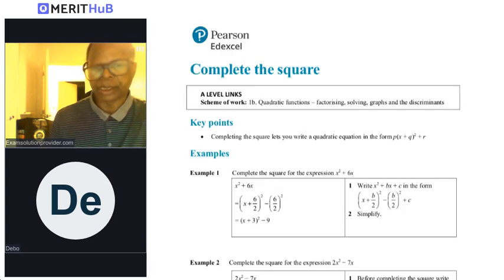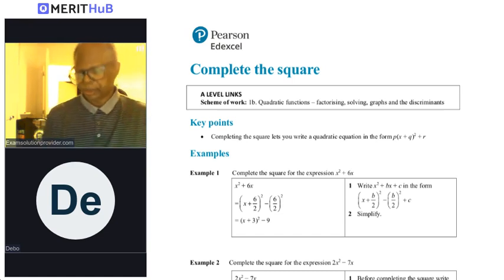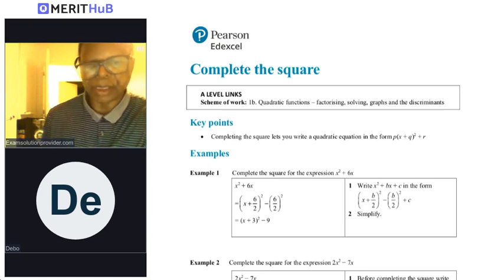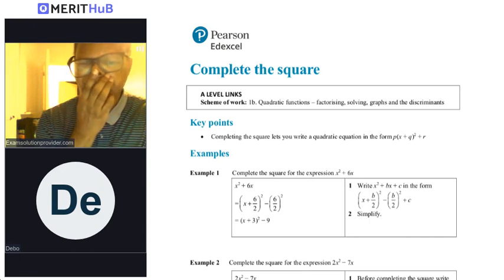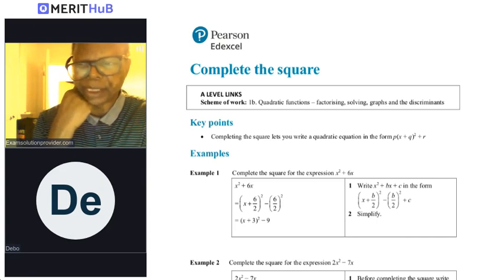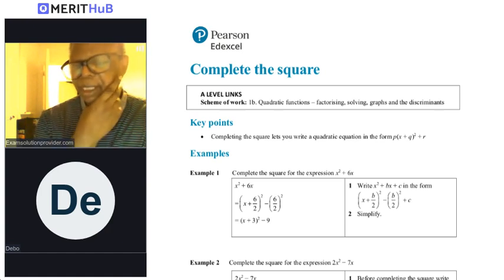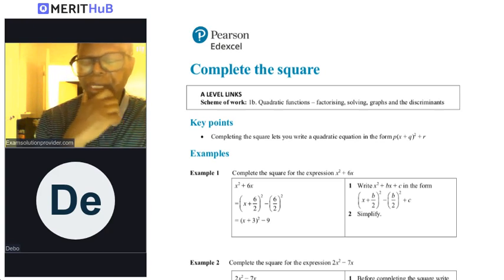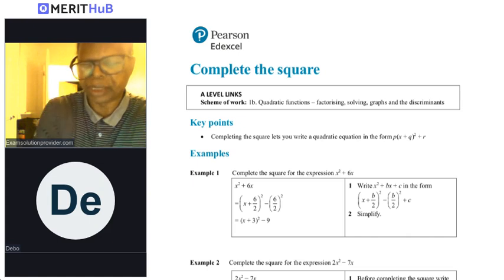So this is where we now start for A levels. Let's look at the example they have given us. The first key point: completing the square lets you write a quadratic equation in the form p brackets x plus q bracket squared plus r. What they are saying is, your coefficient of x squared might have a number in front of it, so we need to factor that out. That's what it's trying to say.